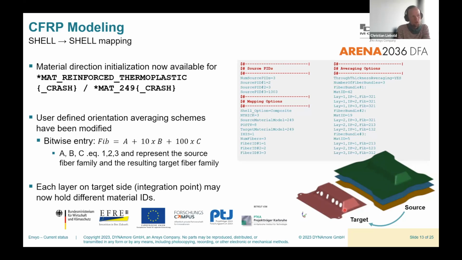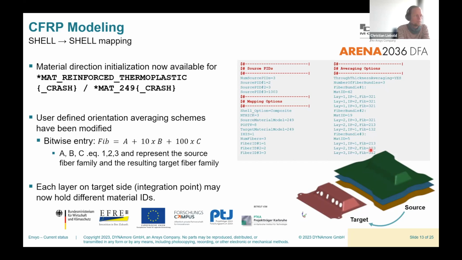Then we need to know how you want to average these data. And we came up with a bitwise entry definition, which would tell us which fiber information from which layer, from which integration point. With layer, we refer to the different layers of shells. With integration points, we refer to the respective integration point position through the thickness in the shells. And with fibers, we refer to the respective fibers within that integration point.